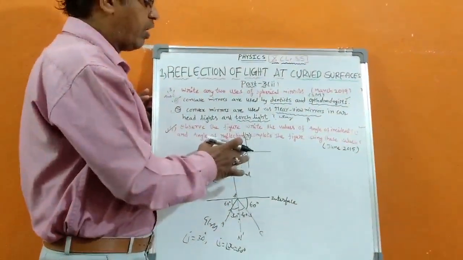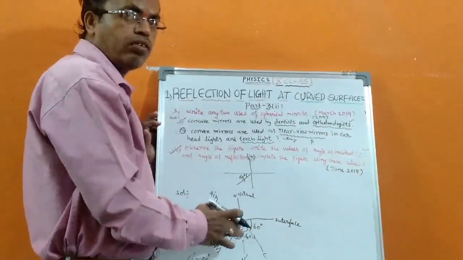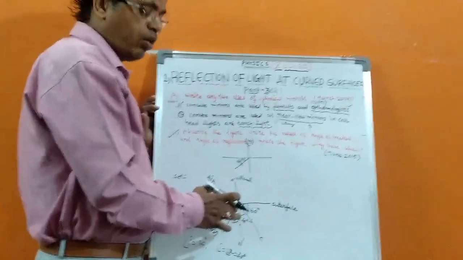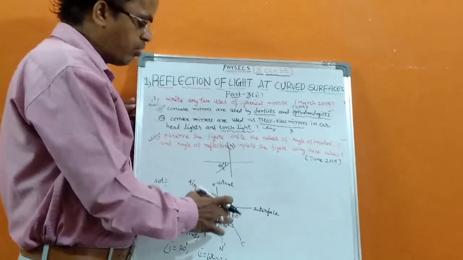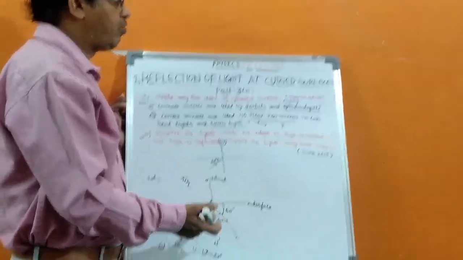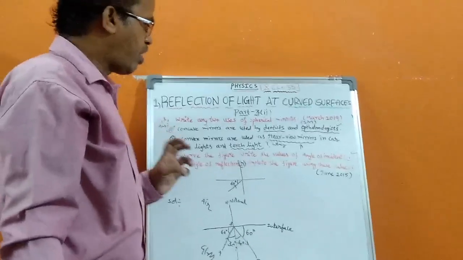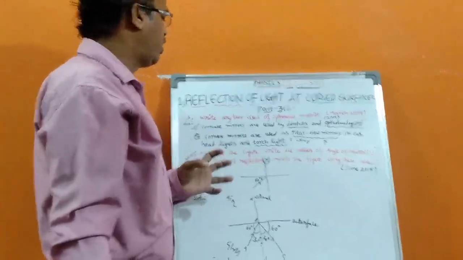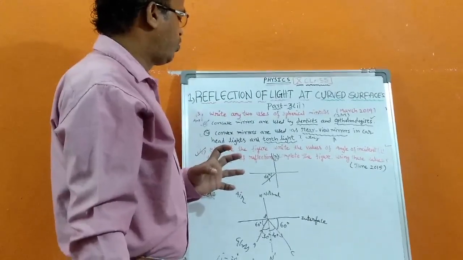Here they give an incomplete figure and ask us to complete it, and ask us to find the angle of incidence and angle of reflection in this way. So we get this type of question in the examination.